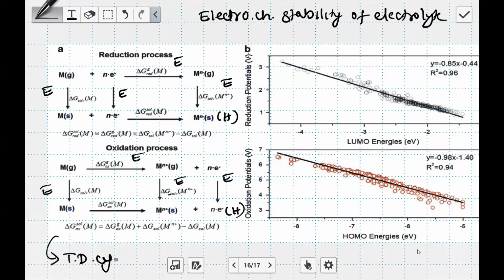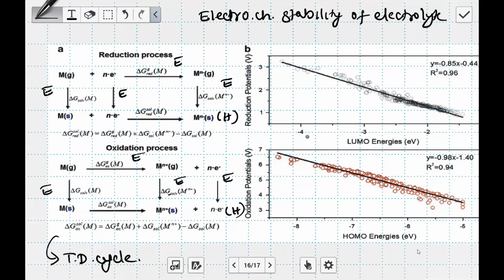You might have learned this in high school, I think in 11th and 12th grade; it's called the Haber thermodynamic cycle. The next thing you try to do is calculate these oxidation and reduction potentials. Once you've computed them, you try to correlate them with certain properties of the electrolyte. Typically these are correlated to the LUMO and the HOMO energy. HOMO is the highest occupied molecular orbital. LUMO is the lowest unoccupied molecular orbital.